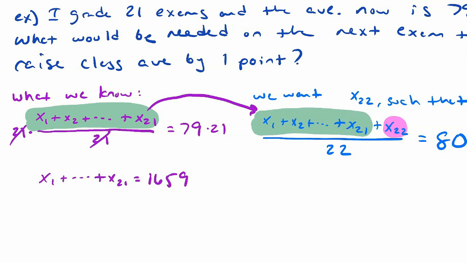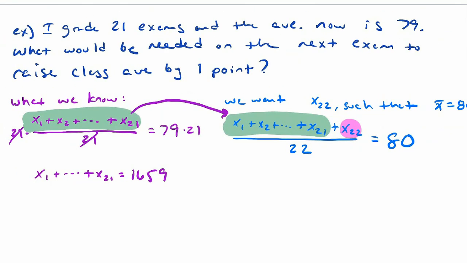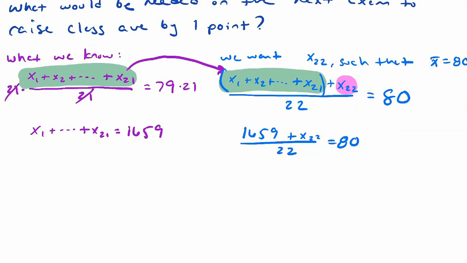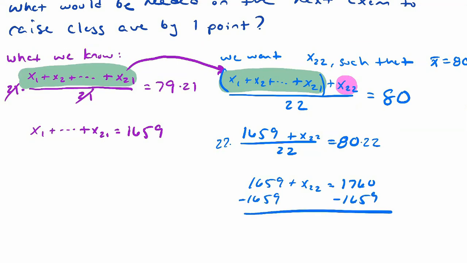So again, I don't know what the individual scores were, but they had to have added up to 1659. Now knowing that, I can drop it into this numerator. So 1659 plus my 22nd exam over 22. And now it's a lot like some of the questions we saw a little bit earlier. I'm going to multiply by 22. And 1659 plus my 22nd score is going to be 1760. And now I can subtract. It looks like we're going to have to get a score of 101.